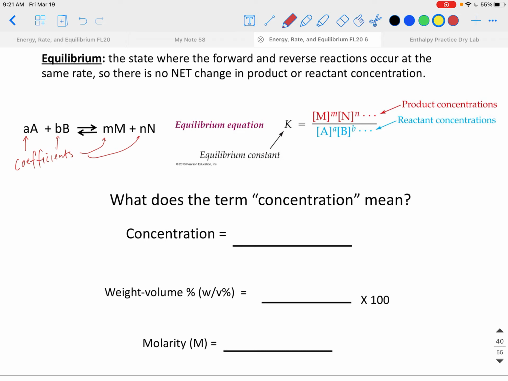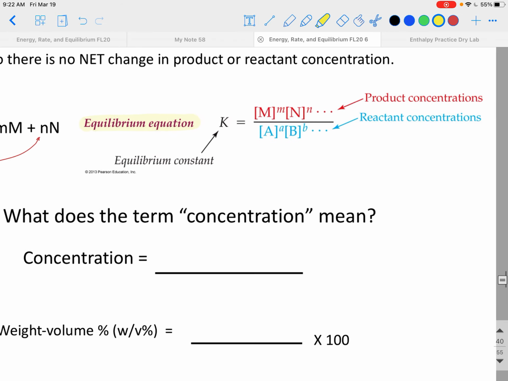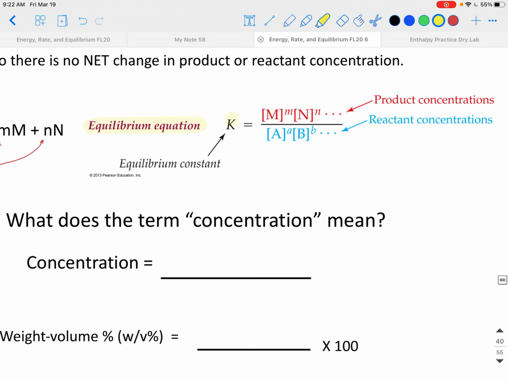And the capital letters are your reactants and products. So when we have an equilibrium, you see the double arrow, we can write an equilibrium equation. All right, and that equation is shown to you right here. I'm going to zoom in on it a little bit. You have this letter K, which we call the equilibrium constant, and then it equals all this stuff, and this stuff looks really complicated, but it's not.